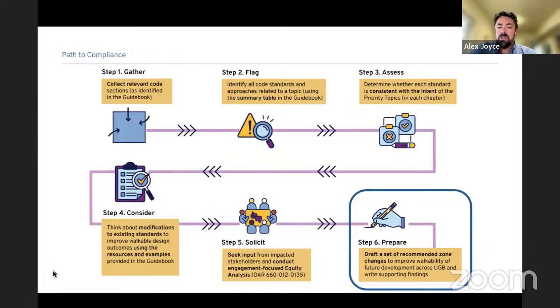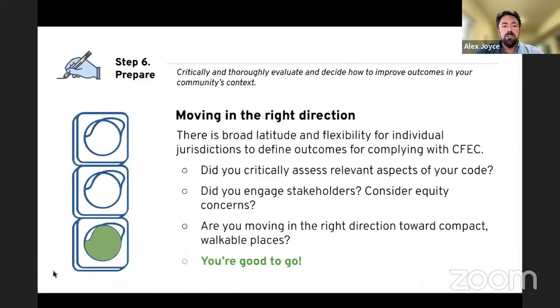Once you've considered and solicited and gone through that feedback loop and you're feeling pretty comfortable about where you're landing in terms of achieving the required walkability on these standards, then comes the write it up phase. That's preparing recommended zone changes for adoption. You may find that you've got some gaps in certain zone districts, certain standards maybe weren't present that you want to add, or certain standards were present, but they need to be calibrated a bit to achieve more walkable outcomes. That's what this step is all about, writing it up.